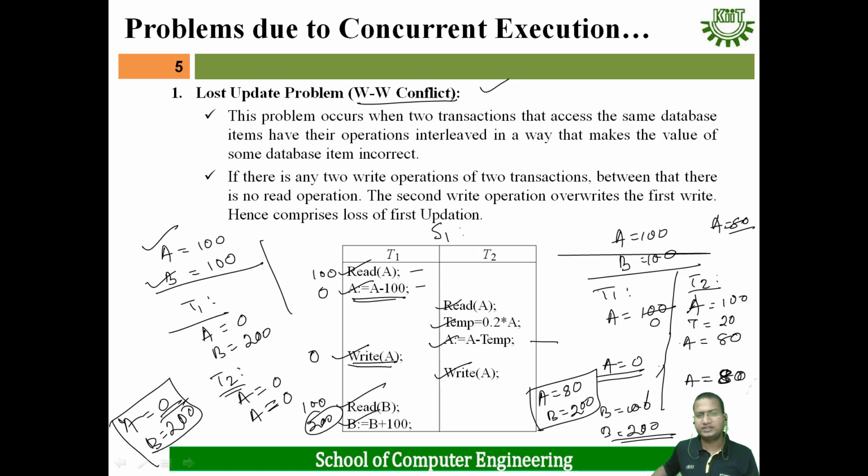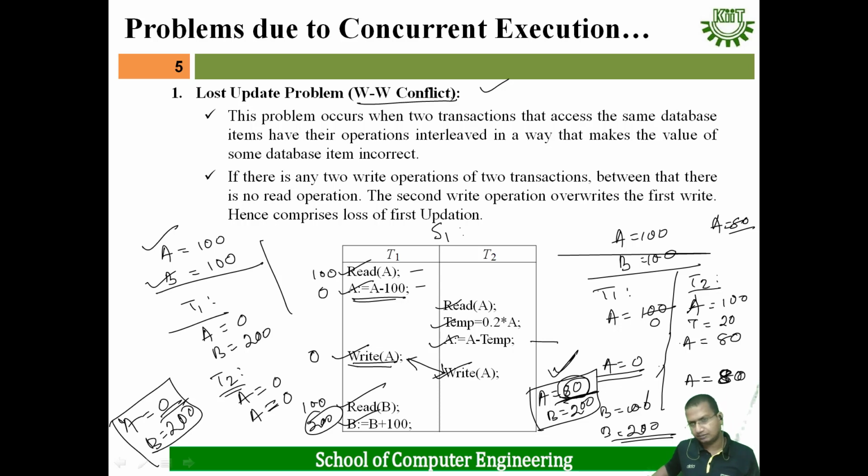That means the A value should be 0 after execution of these two transactions. But as these two transactions get executed concurrently, the A value becomes 80 here. Then why do we get such a value? Why do we get this inconsistent value here? Due to this write-write conflict. This is known as the lost update problem.